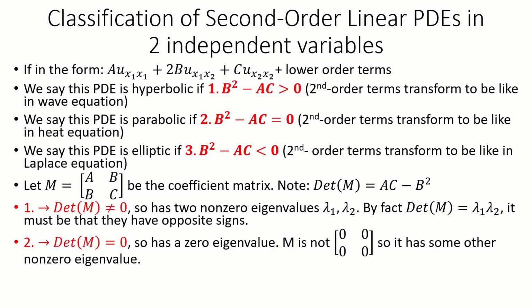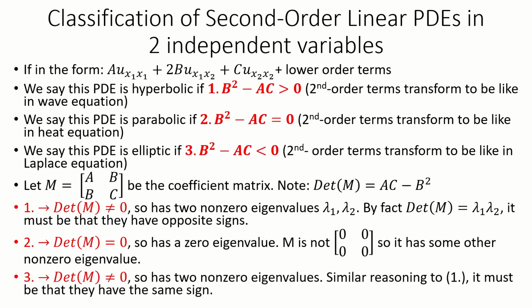Next, if b squared minus ac equals 0, then the determinant of M equals 0, so it must have a 0 eigenvalue. Also, because we're assuming M is not the matrix of all zeros, it has to have some other non-zero eigenvalue. Finally, if b squared minus ac is less than 0, the determinant of M is greater than 0, so it has two non-zero eigenvalues, and by reasons similar to what we used above, the eigenvalues have to have the same sign.